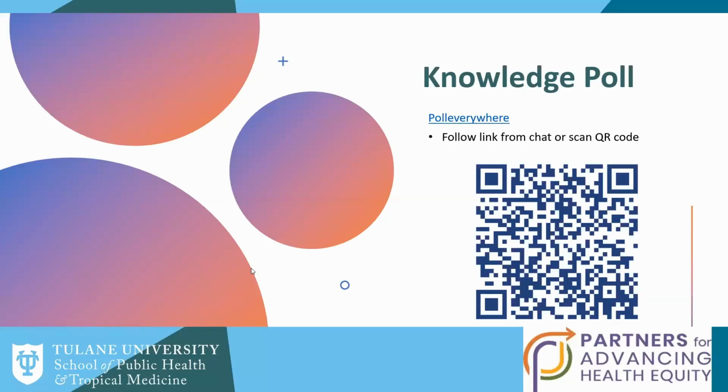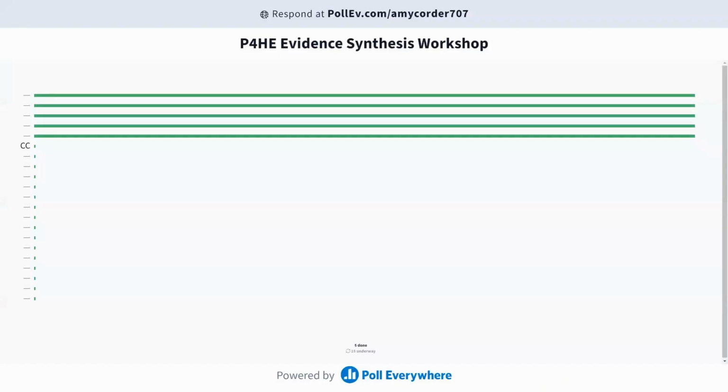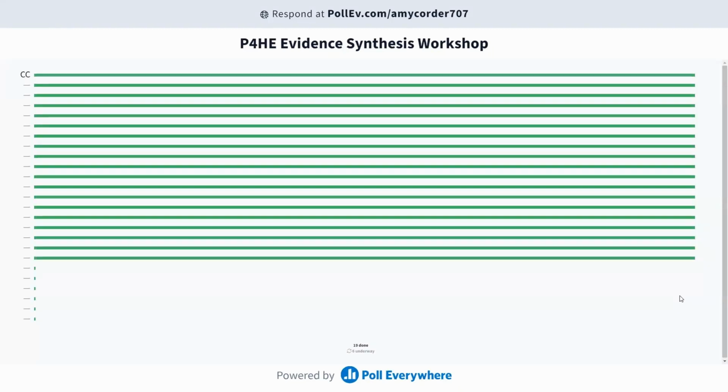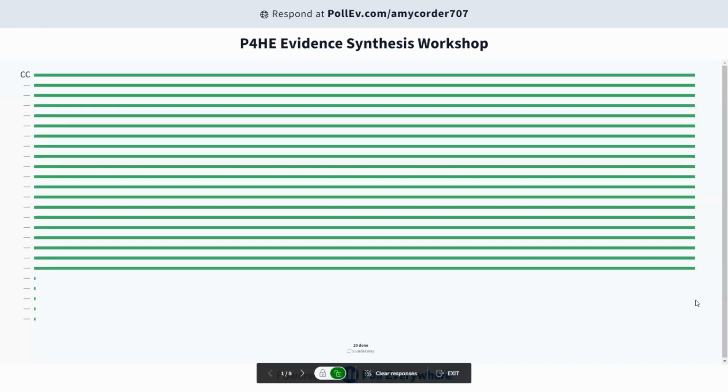So you can either follow that link in the chat or scan this QR code. There's 3 questions. One is multiple choice. One is a word cloud. Another is multiple choice using facial expressions. And hopefully everybody's either scanned that QR code, and I'm going to go to the knowledge poll itself. I hope everybody can see what I'm seeing right now, where it shows people filling out the knowledge poll. Okay, so we've got about 20 people that have filled it out, and a few more people that are still filling it out. So I'm going to go ahead and start reviewing these questions.